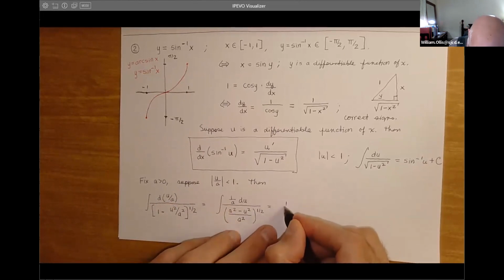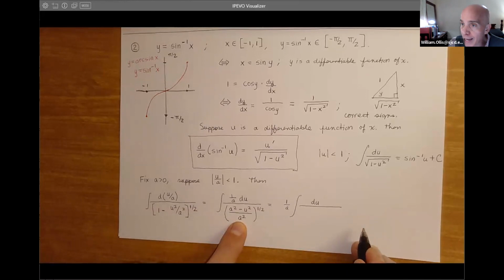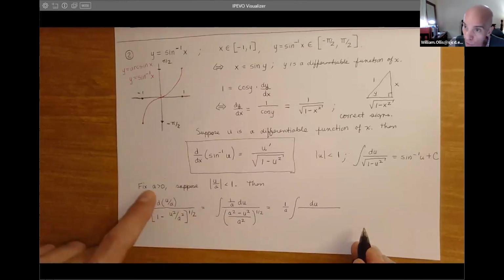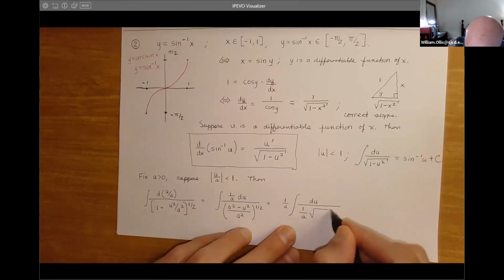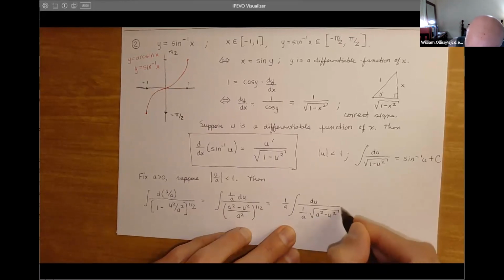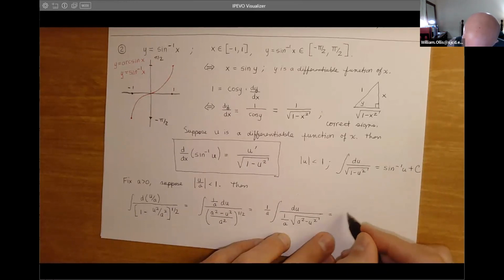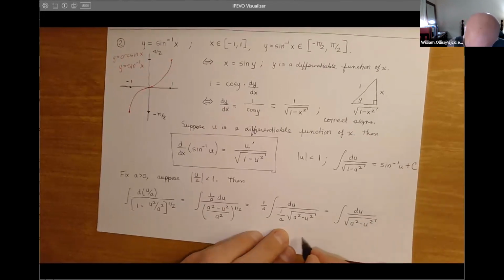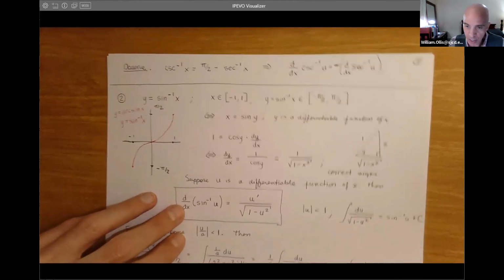Now the 1 over a comes out. And then, of course, downstairs, we have the square root of a squared, which is the absolute value of a, which again is just a because a is positive. So we get 1 over a times the square root of a squared minus u squared. But notice now the 1 over a's absorb. So, wow, nothing difficult here. So we have du over the square root of a squared minus u squared. And now we can use this formula, and this will just be equal to inverse sine of u over a plus a constant.